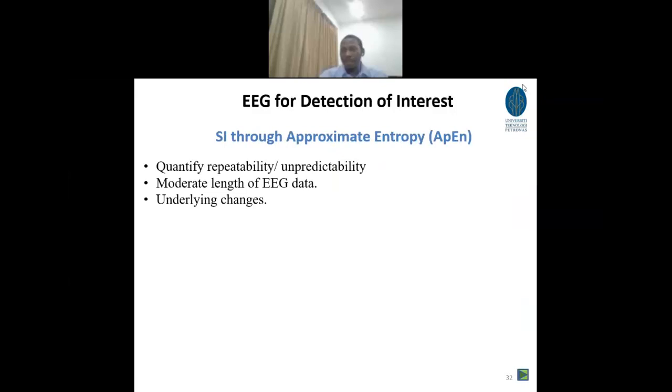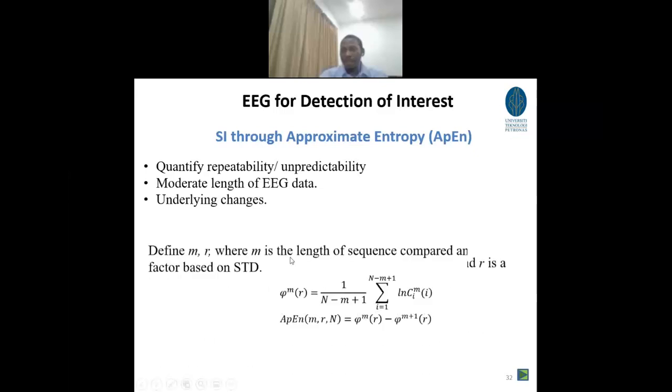Okay, so we talk about the approximate entropy. Why was it chosen? Because there were previous papers that show that it has potential as an EEG feature. Just a few words about the approximate entropy. It quantifies the repeatability and the unpredictability, using moderate length of EEG data and underlying changes. So if there are some changes, they should be captured by using the approximate entropy.